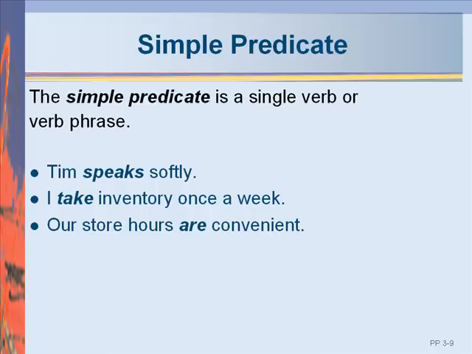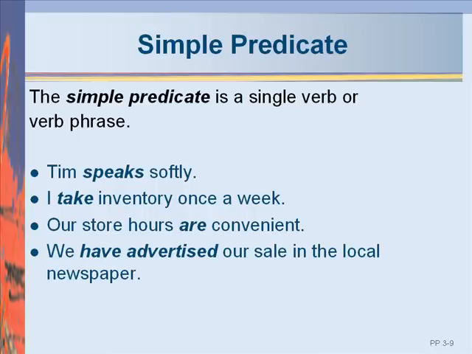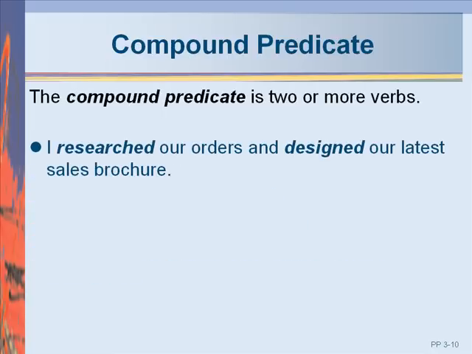Can you find the simple subject in this sentence? It's hours, and our and store describe hours. The simple predicate is a linking verb, are. The simple subject in this sentence, can you find it? It's we, and the predicate is have advertised. Have is a helping verb along with the main verb of advertised. We have advertised.